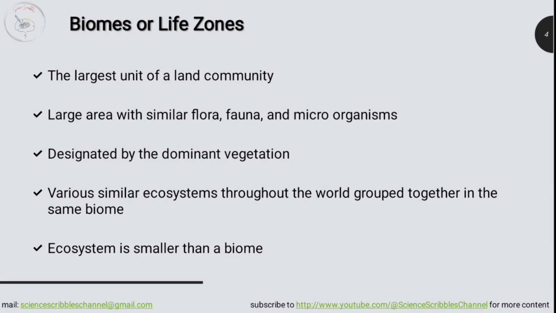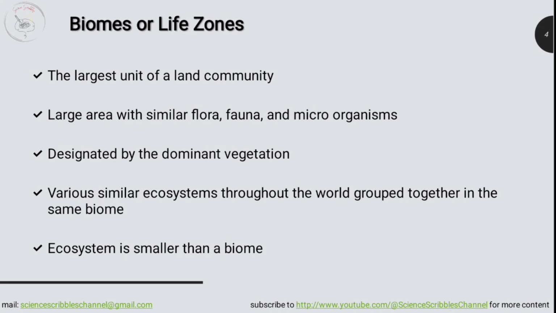The fluctuations in environmental factors such as temperature, rainfall, moisture, sunlight, etc. are responsible for the formation of well-defined zones on land, called biomes or life zones. A biome is the largest unit of a land community where there is a large area with similar flora, fauna, and microorganisms. A biome is always designated by the dominant climax or stable vegetation type, such as grasses in a grassland or trees in a forest.